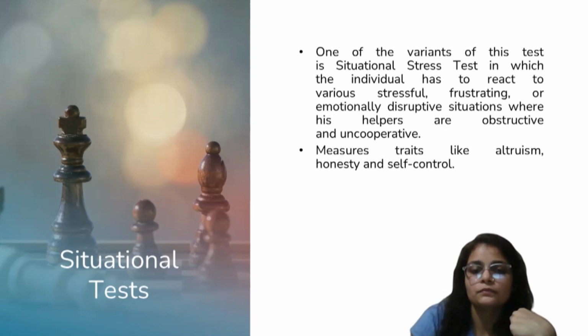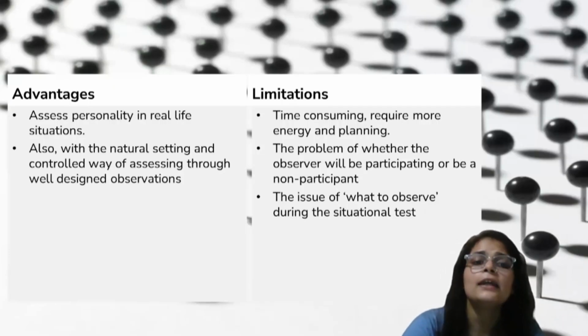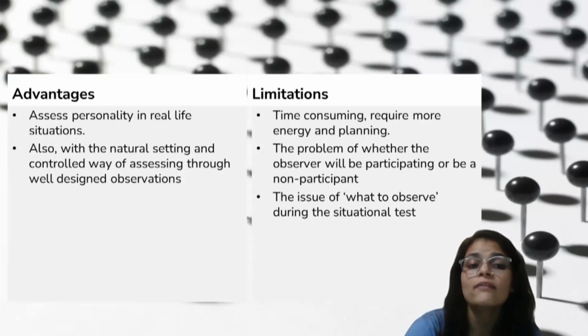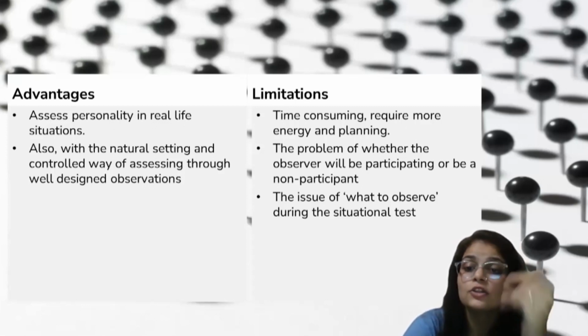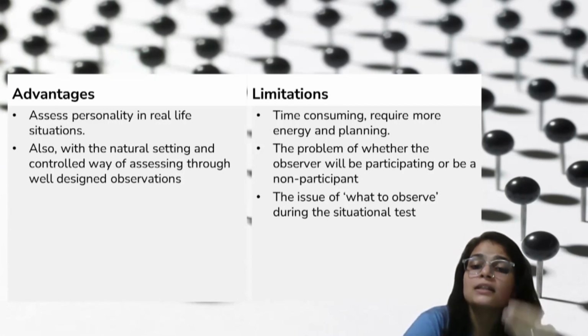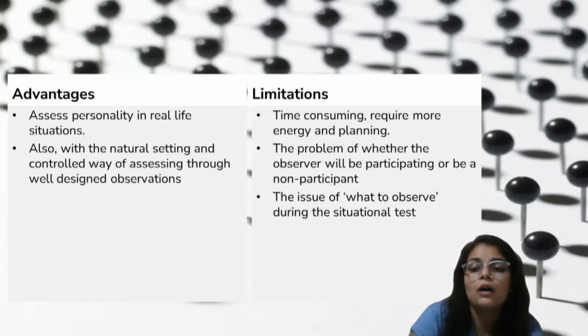Moving ahead with the advantages and limitations, first we will learn about the advantages. It helps to assess personality in real life situations, in natural settings, and it is a very controlled way of assessing through well-designed observations. Limitations are that it is very time consuming, and it requires more energy and planning. They have to decide whether the observer will be a participant or a non-participant. The issue of what to observe during the situational test is also a limitation of this test.